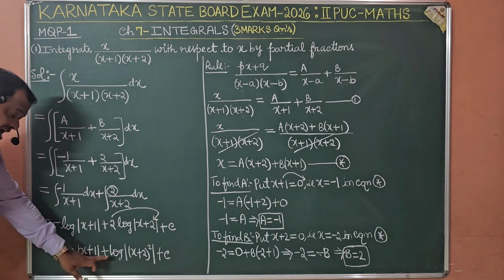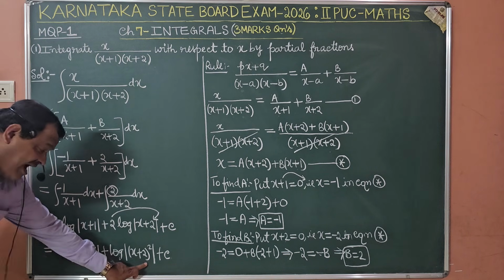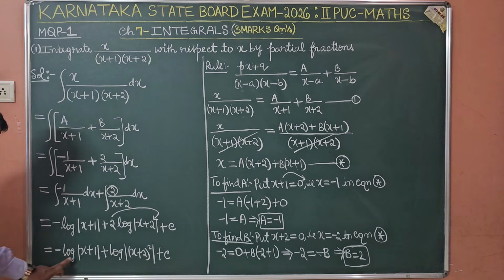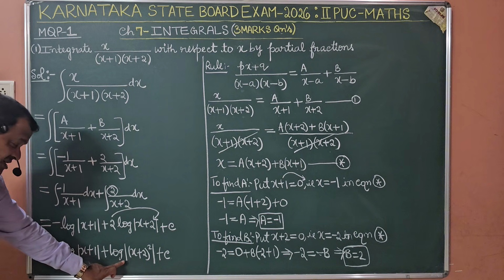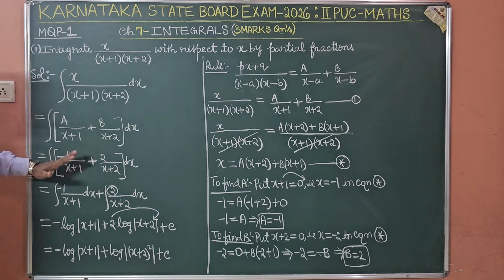And now this can be rewritten. This looks like a positive term, log of m, and this is negative, log of n. Therefore, this can be written as log of m by n. Please go through the answer.